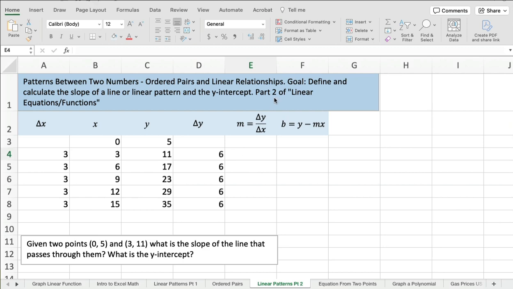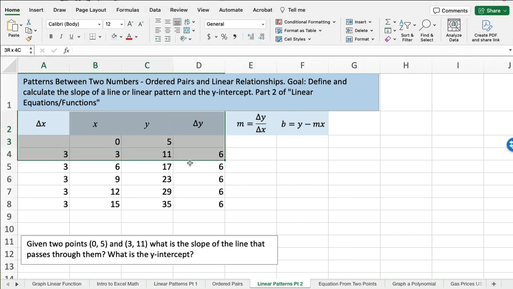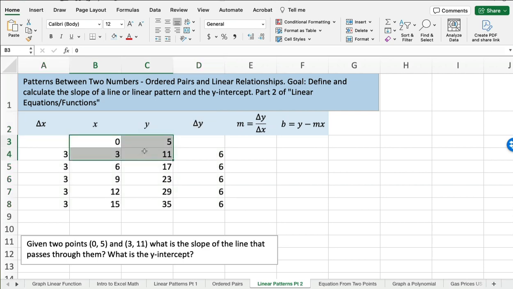So this is part 2 of linear equations and functions. If you missed part 1, go back and watch it and then come back to this one. What you see here, everything in columns A through D, we did in part 1 of the video. That was establishing our delta x's and our delta y's. We're starting with the same two points, 0, 5 and 3, 11, and we've added some more points to our line.